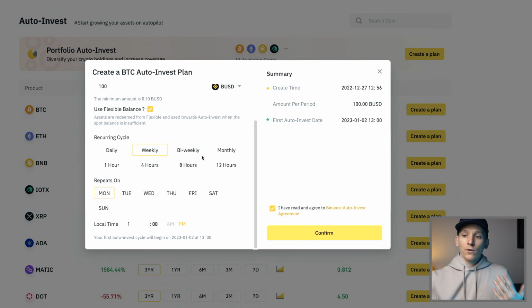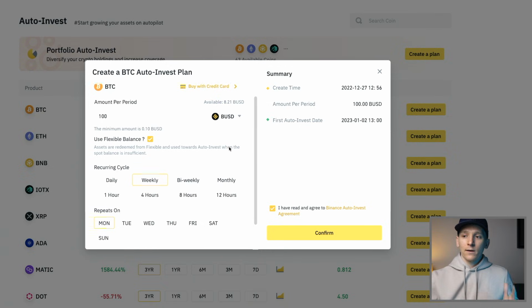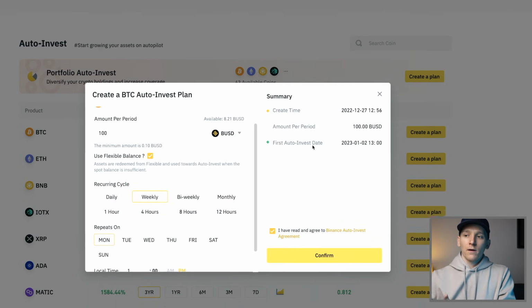Now that's going to dollar cost average and literally buy $100 worth of Bitcoin every Monday like clockwork. If there are no dollars in the account, it's just not going to do it for me. But that's an easy way to passively invest, and just not have any FOMO or anything like that, and just invest in the crypto that you want to invest in over the long term.